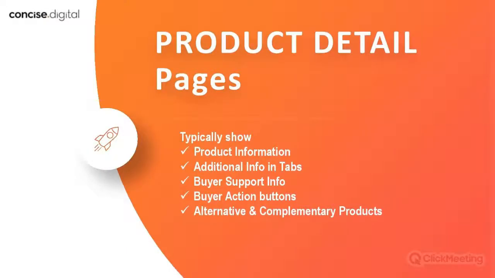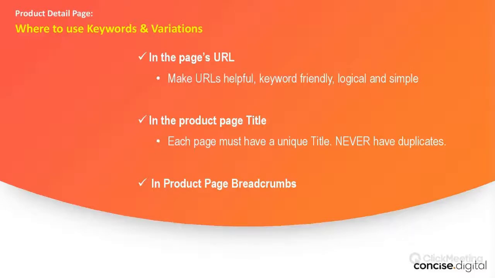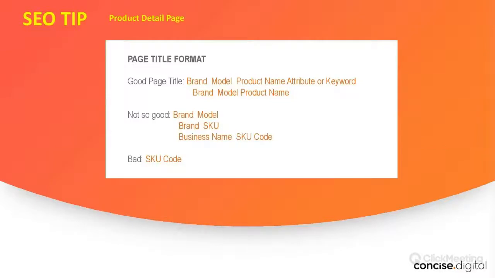The next thing is the product detail pages. Now, typically they show product information and a whole bunch of other things. And so where to use the keywords? Well, make sure that the keywords are in your URL, in the product page title with a unique URL, in the breadcrumbs. And when you look at the title, there are some things to think about how to structure titles.